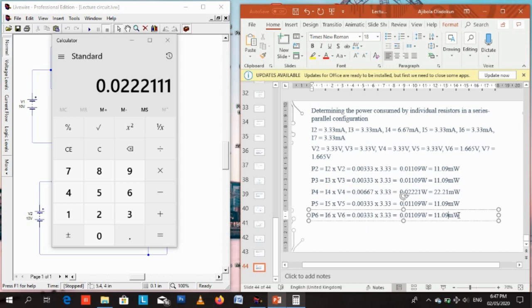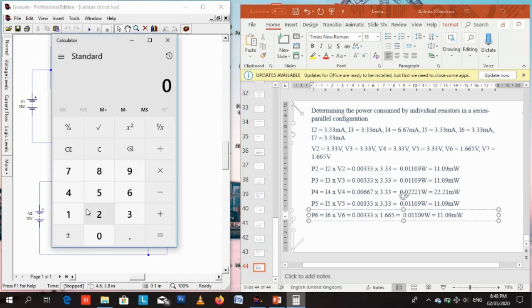So I6 times V6. I6 is 3.33 milliamperes. So the current still remains the same. We won't change it. But the voltage is different. V6 is not 3.33 as we have for the others. The voltage is slightly different. It's 1.665. So we'll change it this time around. We won't leave it as 3.33. We change it to 1.665 volts.